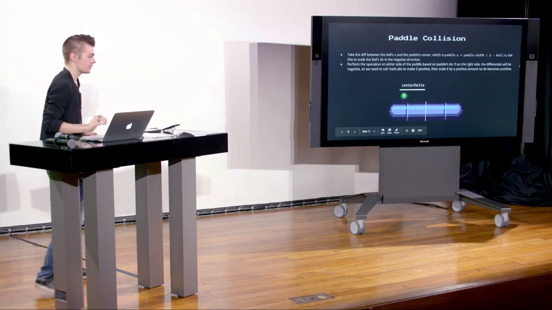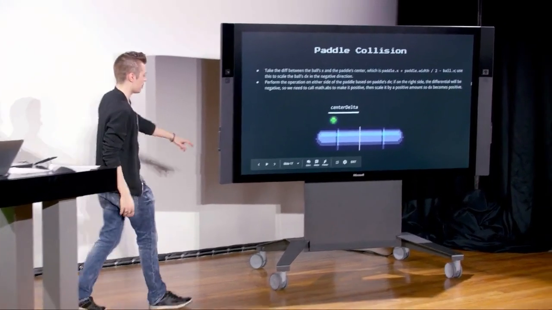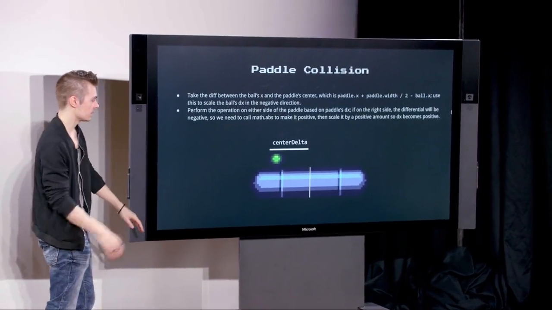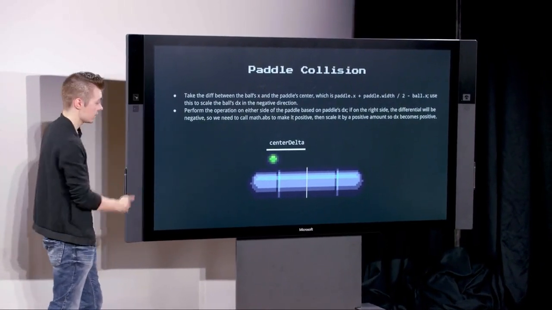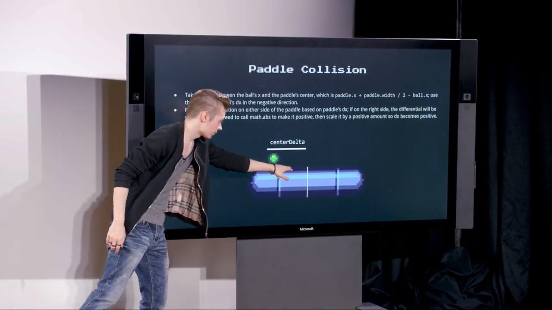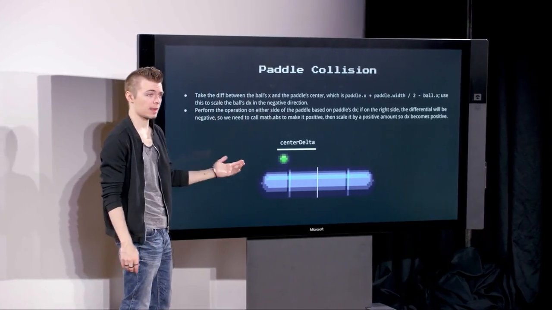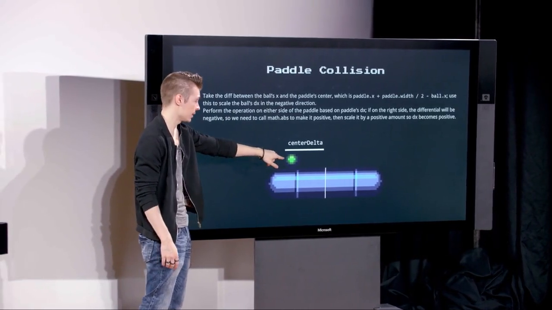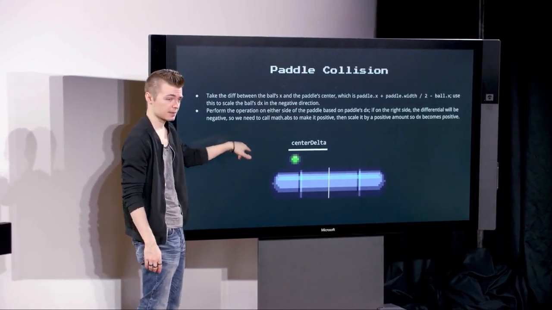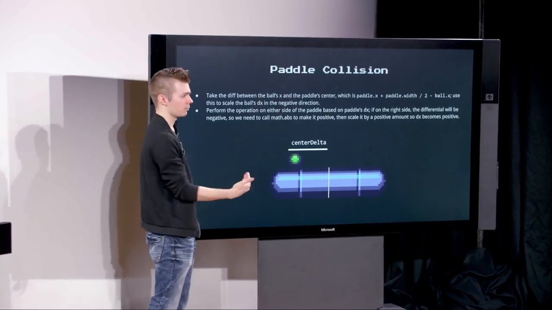So here we can see we have the ball coming at the paddle, and let's pretend that the paddle is moving to the left. In this case, however far away the ball is from the center, we want to scale that by some amount and then make that our negative delta x, because that's effectively how the game normally works.